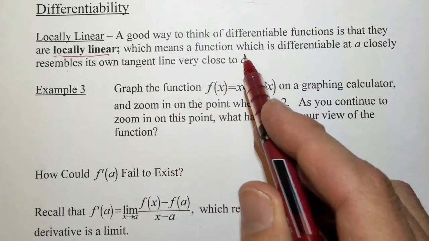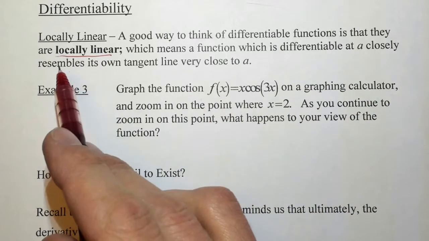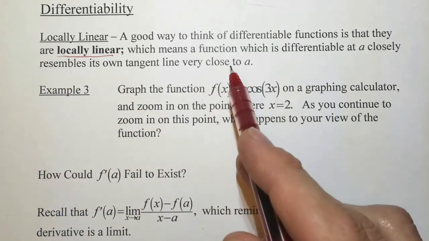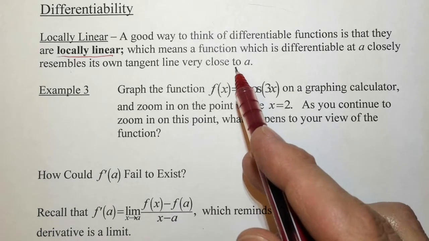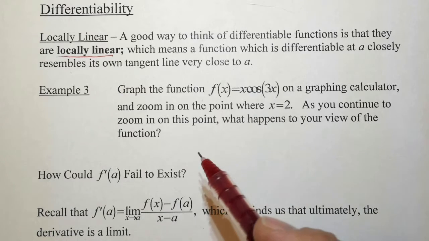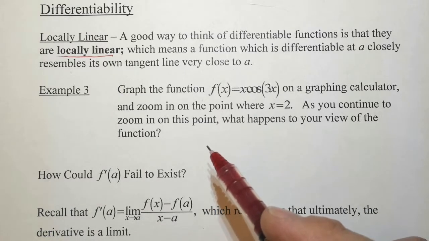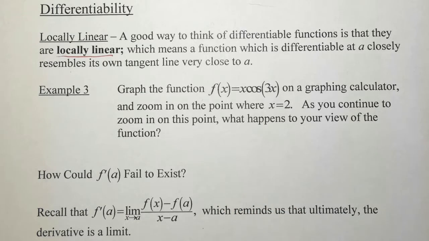Well, as you see here, a function is locally linear if it resembles its own tangent line very close to the point where x is equal to a. Okay, in essence, if we can turn a curve into a line by zooming in enough at a point, then the derivative exists at that point. We can say the function is differentiable at that point.